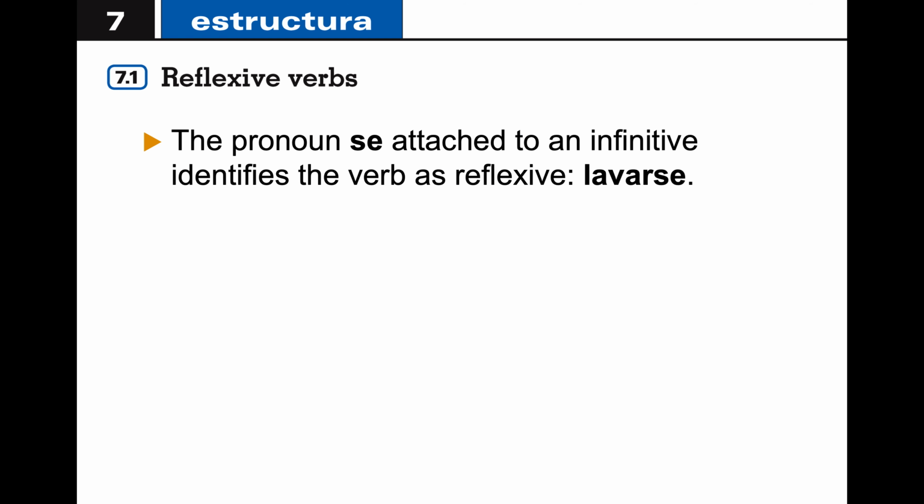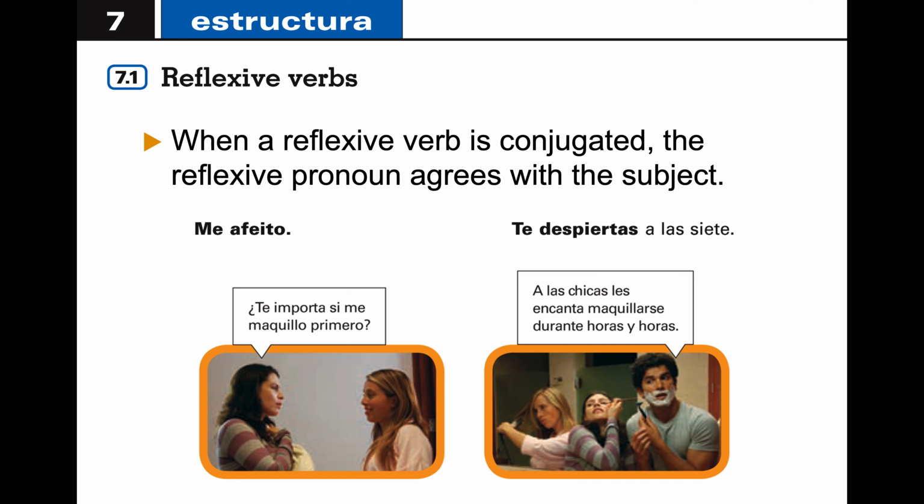The pronoun se is attached to the infinitive, which is what tells us that the verb is actually reflexive. So when we're looking at the infinitive form, I would tack the se on to the end. When the reflexive verb is then conjugated, the pronoun has to agree with the subject. So if I'm saying me afeito, that's being done reflected back onto me.